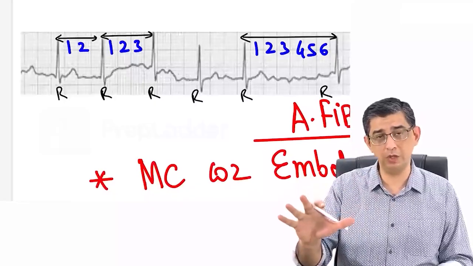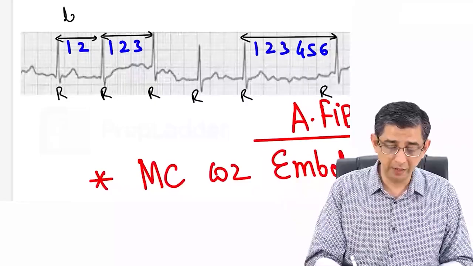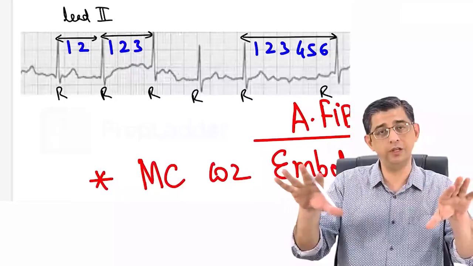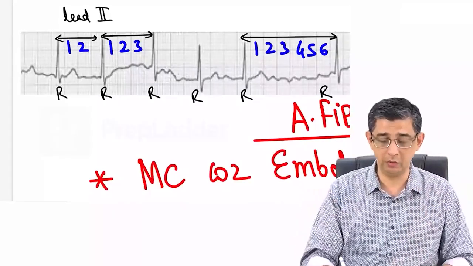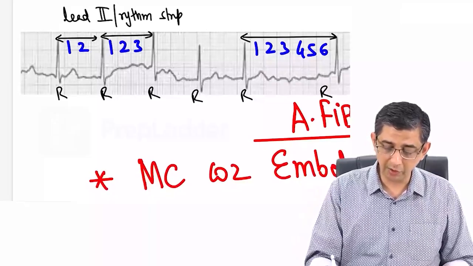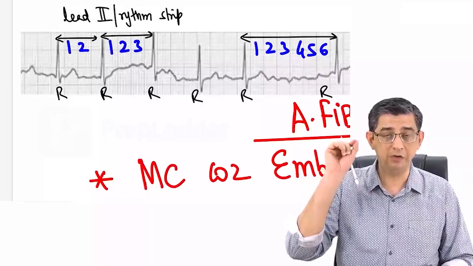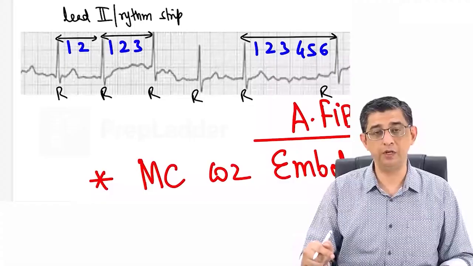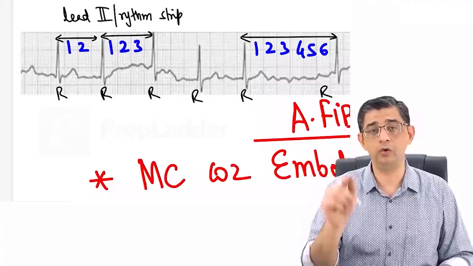Whatever be the history given in the question, if in lead number 2, which is the rhythm strip given right at the bottom, they'll give you a 12 lead ECG in the exam, right at bottom will be lead 2. In lead number 2, if you ever get an irregular RR interval, it is a confirmed MCQ of either atrial fibrillation or multifocal atrial tachycardia. And I'll tell you one more hack how to go about it.